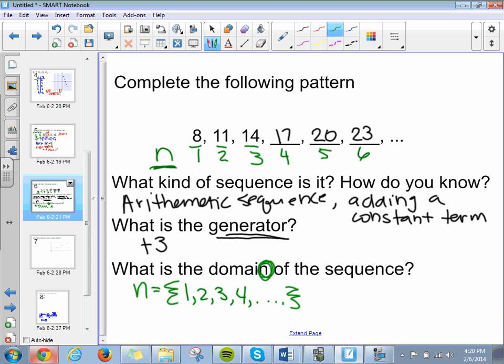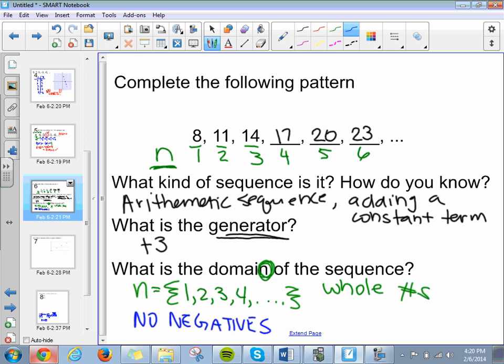If you want to be a little bit more specific, what I'm really looking for is to see that you know that our domain is our whole numbers. Our whole numbers. Meaning there aren't any negatives. And there's no fractions.